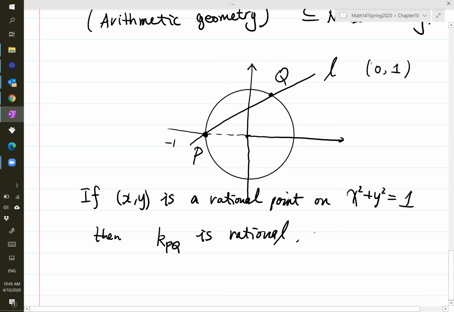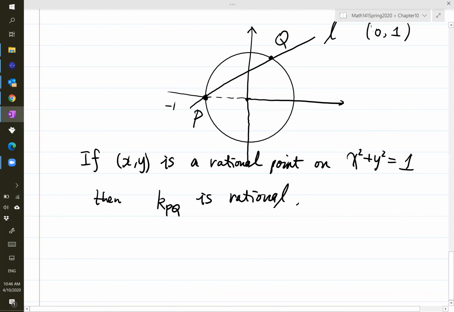So, to determine a rational point on the circle, it suffices to find PQ such that PQ has rational slope.